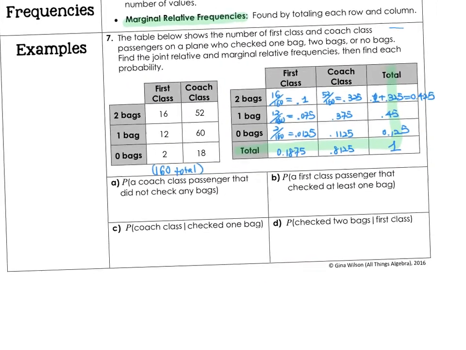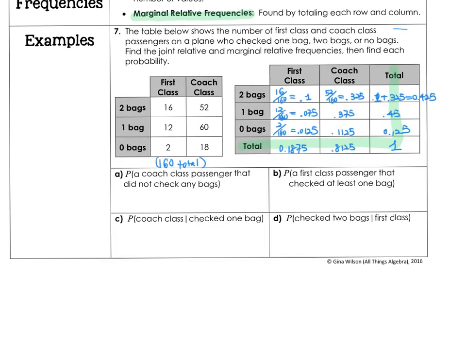We have to calculate the probability of a coach class passenger that did not check any bags. So this is very easy. If we look at coach class that did not check any bag, and that would be the 18, I think, 18 passengers. And the probability is right there. It's 0.1125, which is 11.25%.